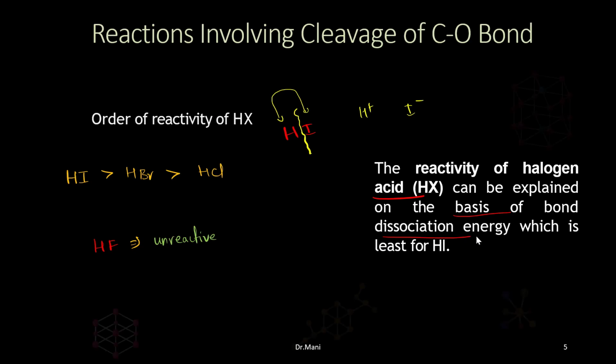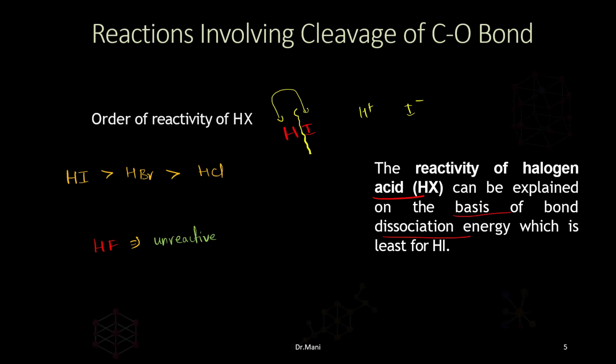So what is the meaning of bond dissociation energy? The amount of energy required to break the bond between the hydrogen and iodine is called bond dissociation energy. So for hydrogen iodide, it requires very little energy compared to hydrogen chloride. And hydrogen fluoride is very unreactive because hydrogen and fluorine are very tightly bound, so you cannot separate them. You can easily separate the hydrogen and iodine. You can somewhat separate the bromine. It is hard for chlorine to separate, but fluorine, you cannot do that. So that's why it is generally unreactive. Is it clear? Yes, sir.